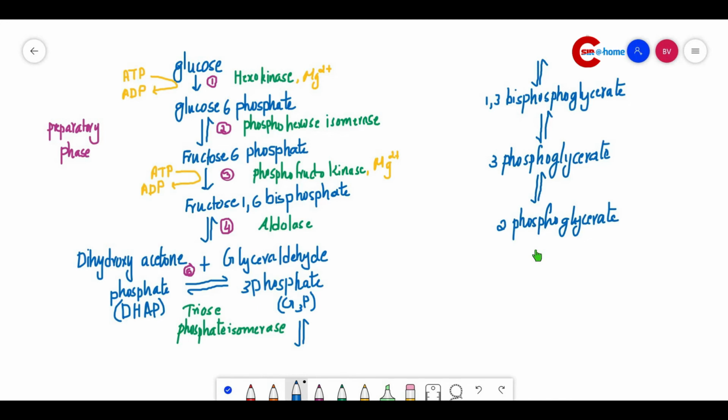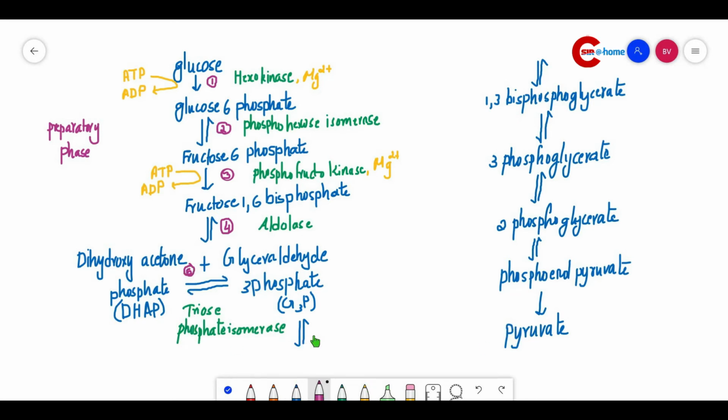Then this 2-phosphoglycerate is converted into phosphoenol pyruvate. This one is also a reversible reaction. Then comes the last step, that is phosphoenol pyruvate is converted into pyruvate, and this step is irreversible. That means this is a regulatory step. So here there are 3 regulatory steps.